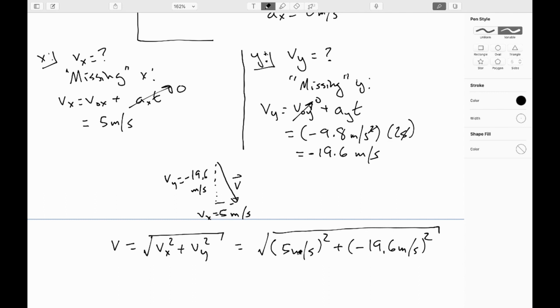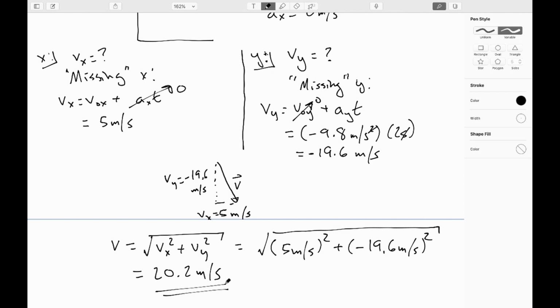All right. So remember, when you square the number, you square the unit as well. So when I square this, it will be 5 squared, 25, meters squared per second squared. Same kind of deal here, I'm going to get meters squared per second squared. Good. When I add these, they have compatible units. When I take the square root of that, the square root of meters squared per second squared is indeed meters per second. And when you grind the number through on your calculator, you will get 20.2 meters per second.